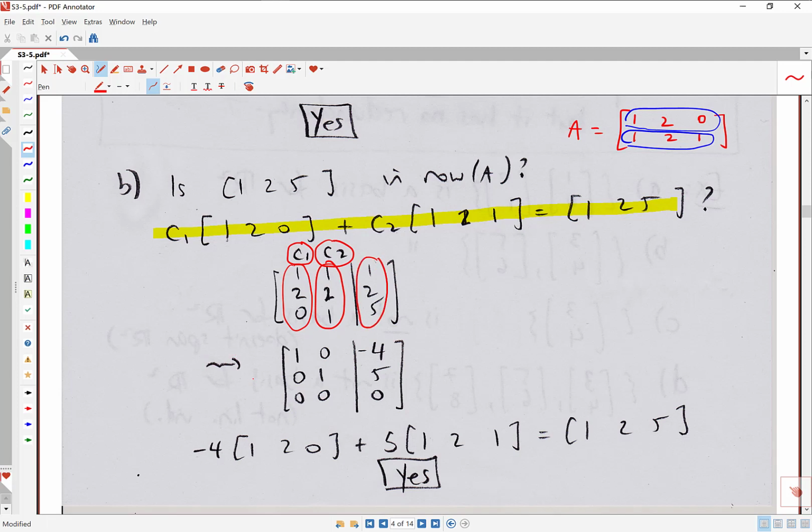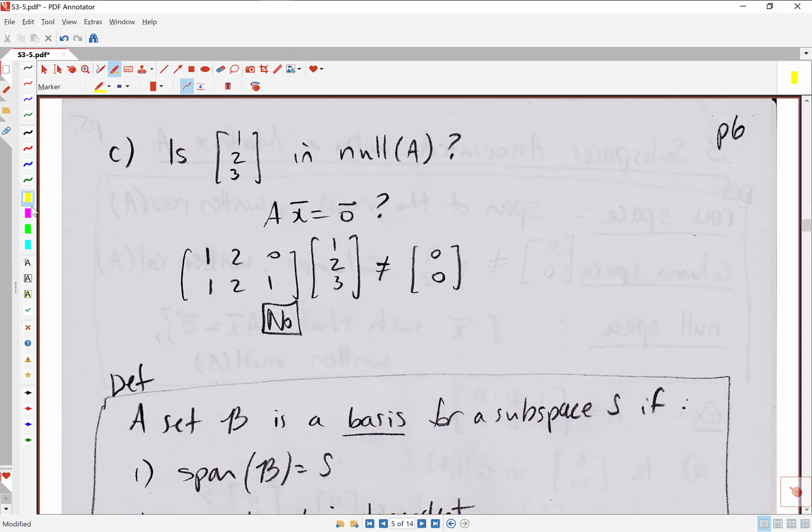With a little bit of row operations, you can figure out that yes, this system does have a solution. And the solution looks like c1 equals -4, c2 equals 5. So that tells us yes, we can find a linear combination of the rows of A that produces 1, 2, 5. So is the vector 1, 2, 5 in the row space of A? Yes. The third question: is the vector 1, 2, 3 in the null space of A?